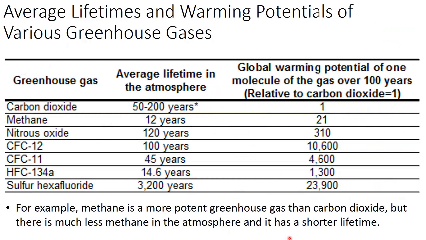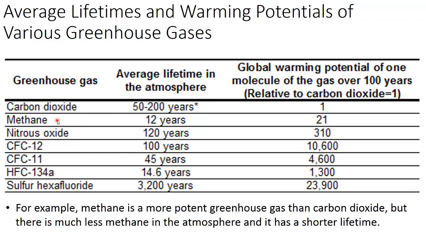So this table I'm showing you here talks about the average lifetimes and warming potentials of various greenhouse gases. You'll notice that the first greenhouse gas listed is carbon dioxide. Again, water is not typically considered because it doesn't change as much over time, so everything is normalized to carbon dioxide in this table. Carbon dioxide has an average lifetime in the atmosphere on the order of 50 to 200 years. So that means that if you burned some gas to drive your car here today, the CO2 that is emitted from the burning of that gas will stay in the atmosphere for up to 200 years.